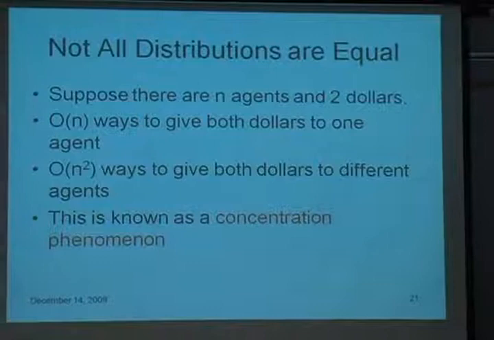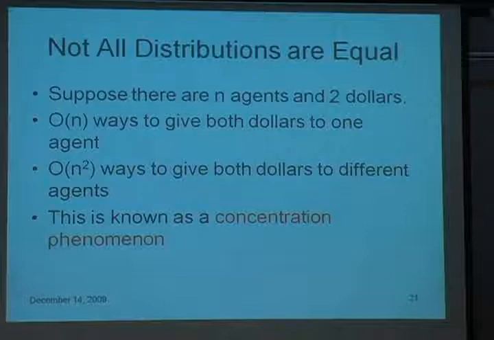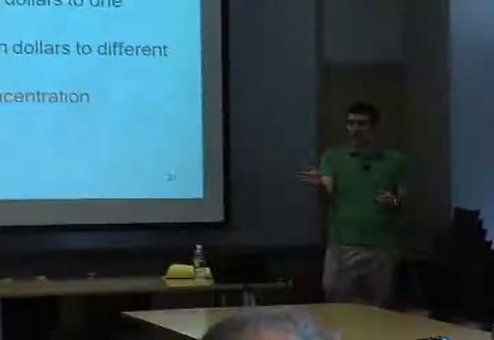So we said each way of allocating those $2 to an agent is going to be equally likely. However, think about the ways you could give both dollars to the same agent. You have to pick one agent and give him both those dollars. So there's n different ways you could do that. So there's n states.